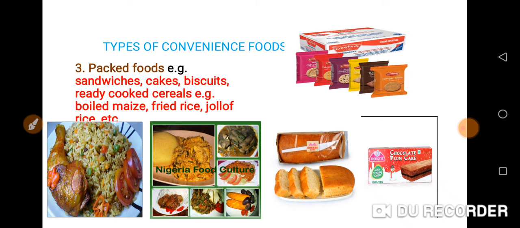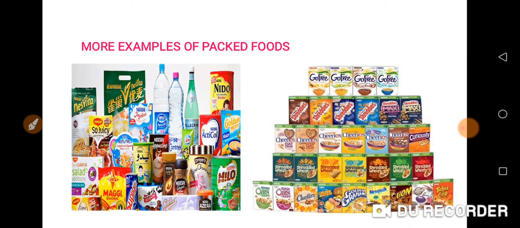As you can see more of it on the screen, these are Nigerian foods. So all this food, when you go to the eatery and ask them, they will just pack the food for you and your own is to do what? To pay them. So these are packed foods. The foods have been prepared and packed by the manufacturers. Look at more examples of packed foods on the screen.